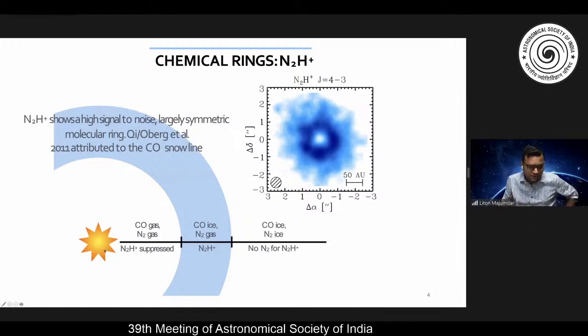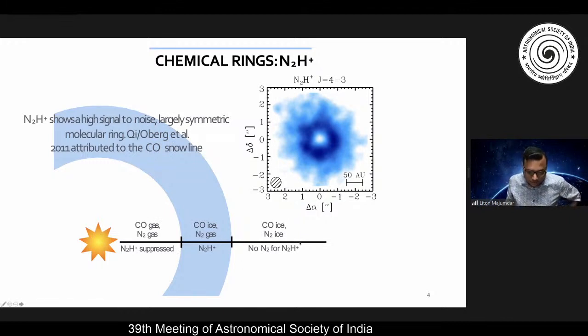So as I mentioned, you have your star here, and when you go far away from the star, most of your CO and nitrogen is in the form of ice. That's obvious. And as a result, if you observe CO in this region, you will only see very faint emission from CO, because most of your CO is in the form of ice.